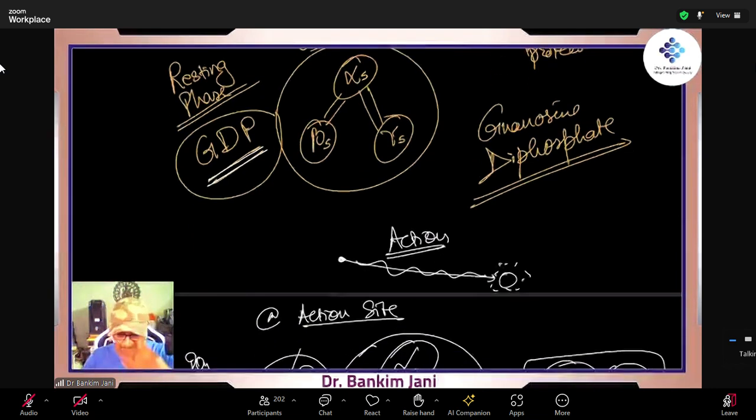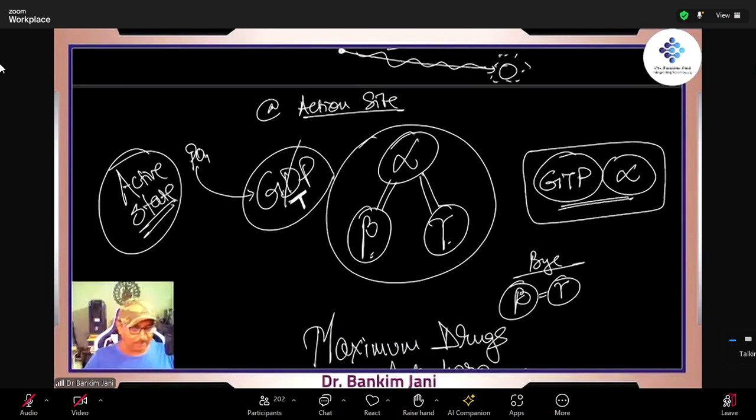One day, a lottery came, a phosphate came, and this GDP became GTP, guanosine triphosphate. When it becomes guanosine triphosphate, this is like a lottery. They say, wow, so much money. This alpha one jumped, took the GTP, and said bye to beta and gamma. Go, bye.